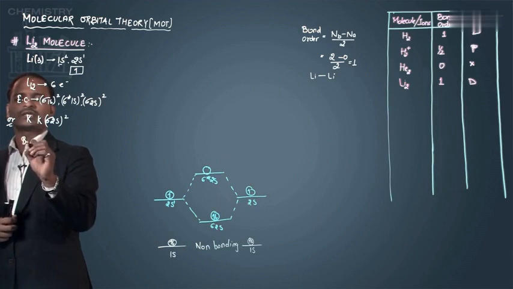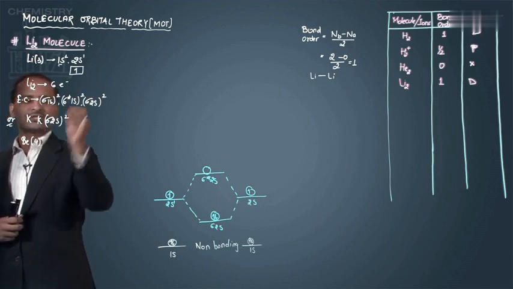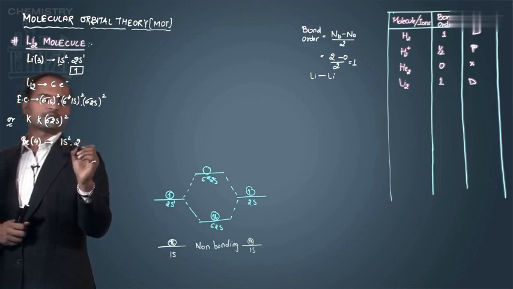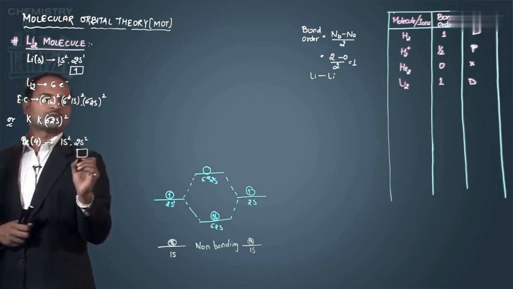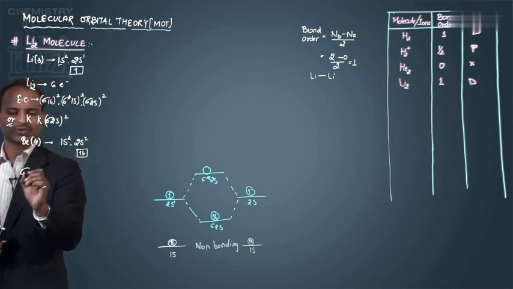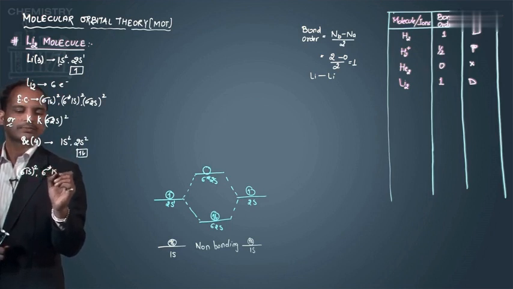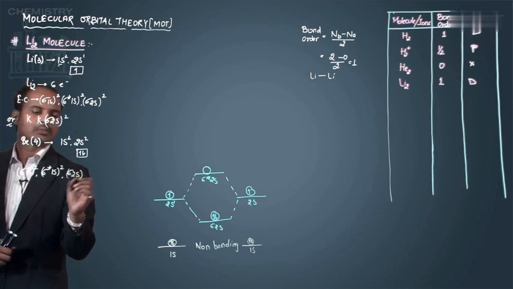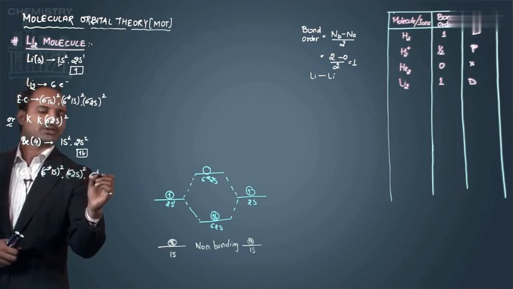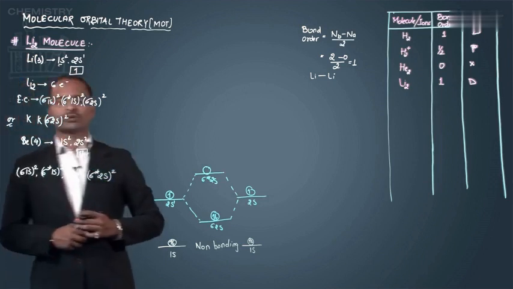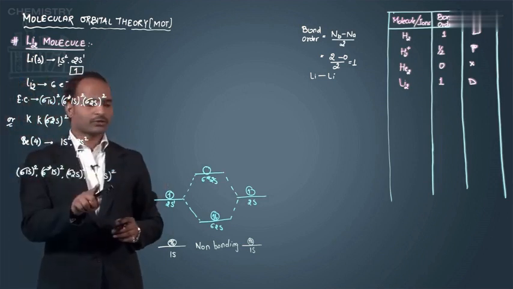Beryllium, whose atomic number is 4, has the configuration 1s2, 2s2. So s now has 2 electrons, and the configuration will be sigma 1s2, sigma star 1s2, sigma 2s2, and sigma star 2s2. So total 4 electrons, this will be the configuration.